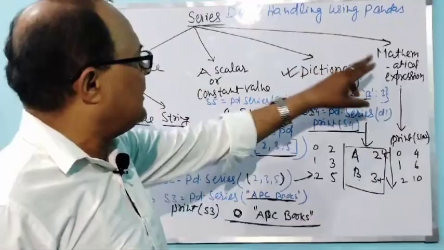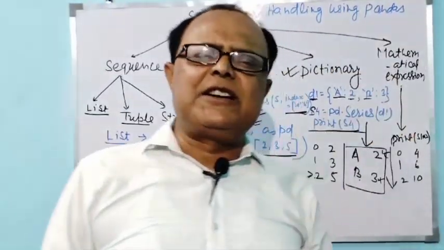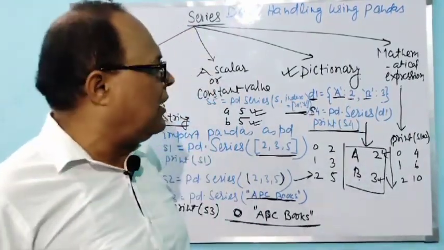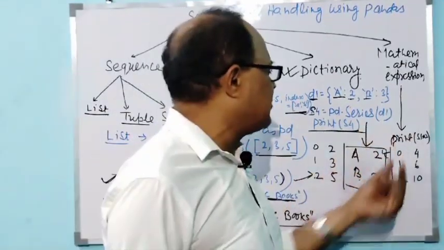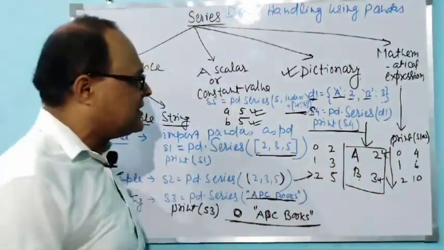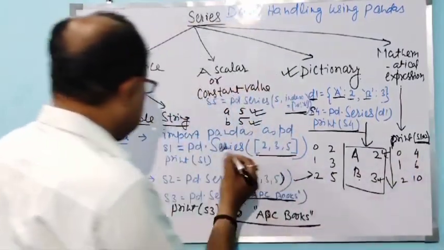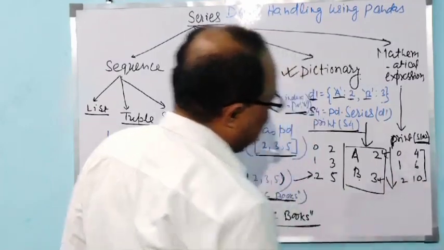And the last one is the mathematical expression. Actually, mathematical expression is a very lengthy topic, and we can perform all mathematical operations, and I am just going to give you some simple examples. Whenever you write print s12, its data values will be multiplied 2 times.